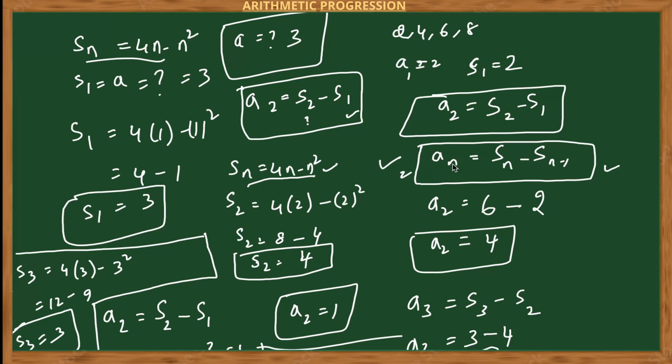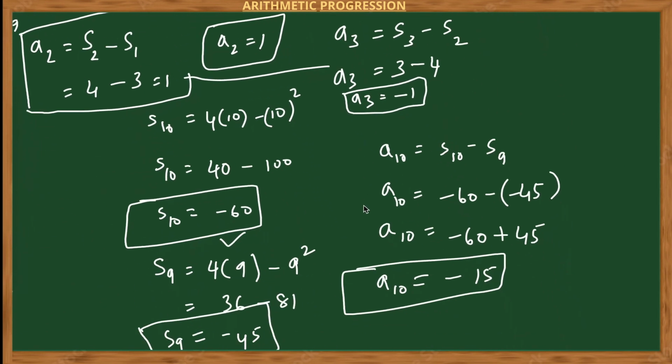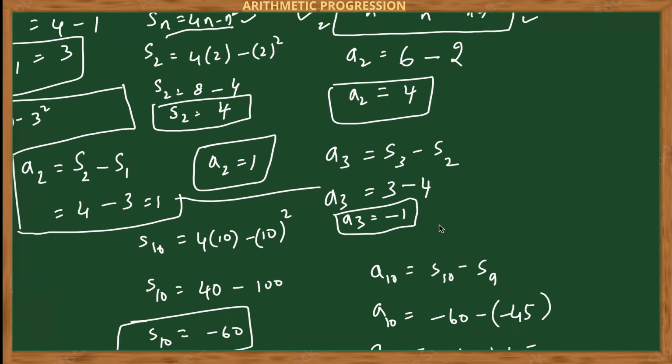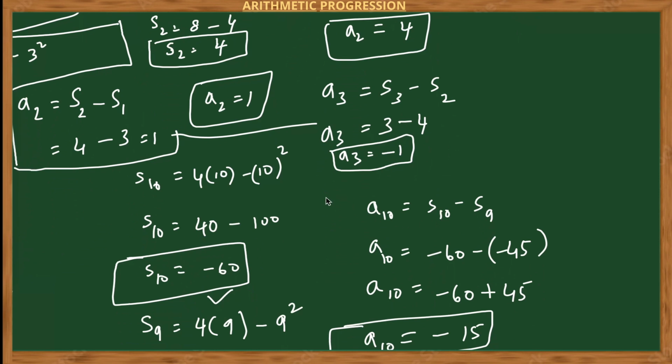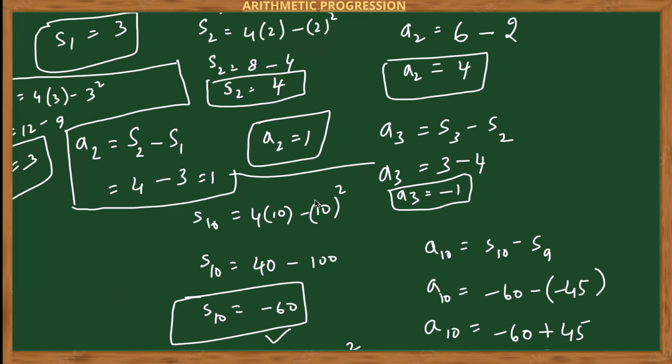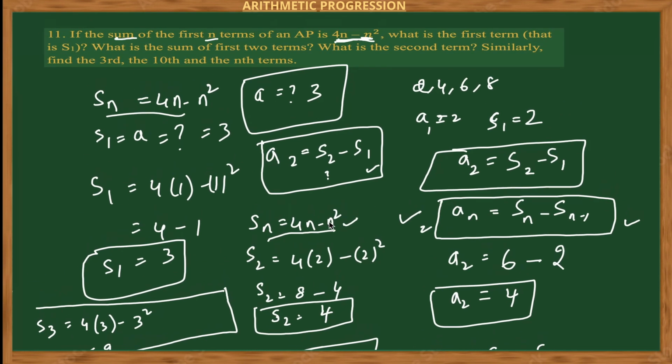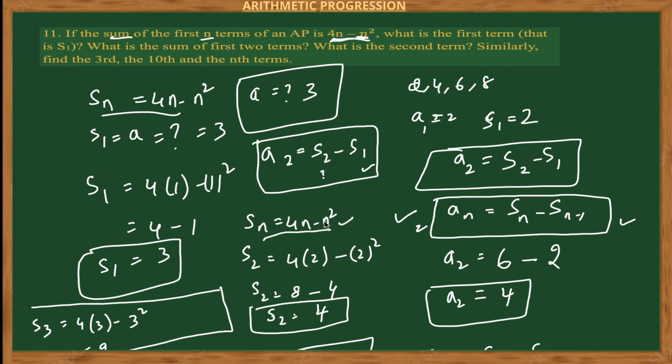So if a of 10 is being asked, how did we find a of 10? S10 minus S9. By using this formula we retrieved it. And how do we find S10? Since it is given in the question, if any sum is given, it will come in this particular format: Sn is equal to 4n minus n square. So maybe try once or twice, and you should be able to get that.